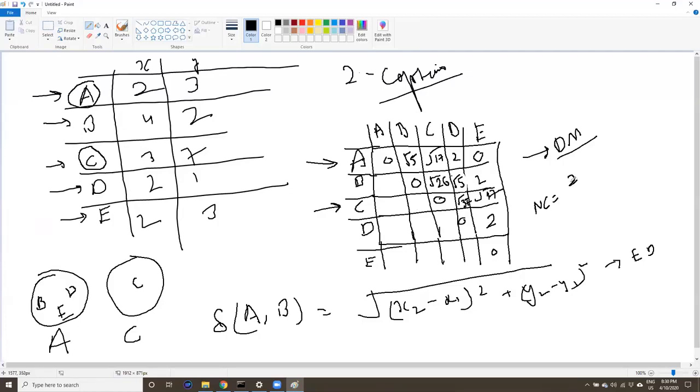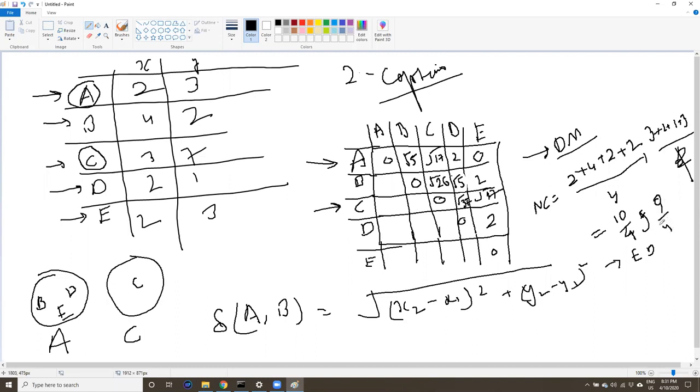I have to take x of A plus x of B plus x of D plus x of E divided by 4, comma 3 plus 2 plus 1 plus the rest. And this is how much? 9 by 3, 9 by 4, sorry, this is 4. So 9 by 4, comma 9 by 4.